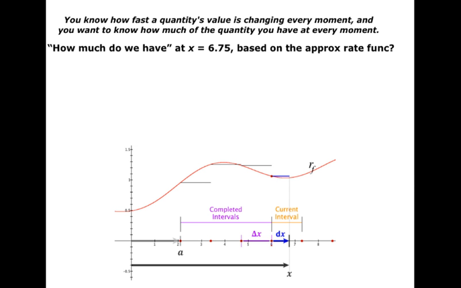Okay, so what do we want to know? How much do we have at x equals 6.75, the current value of x? Based on the approximate rate function, how much do we have? In general, how would we do that, given what we've done? Just a very general strategy for getting the amount that we have at x equals 6.75.